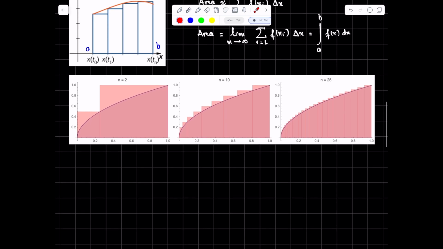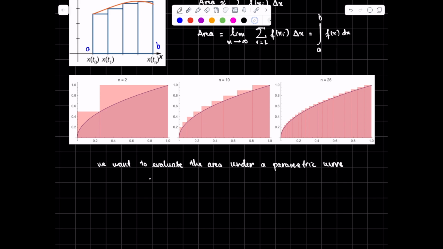But in this context, what we want to do is find a formula to evaluate the area under a parametric curve. So the parametric curve is of the form x equals x of t and y equals y of t, for t between a and b.